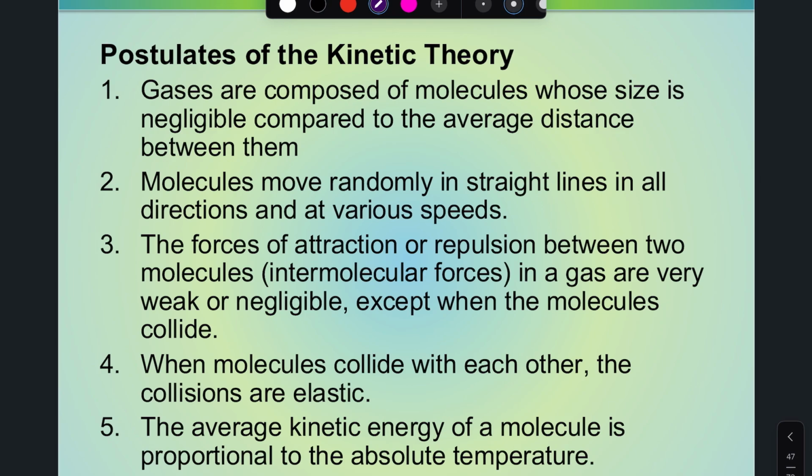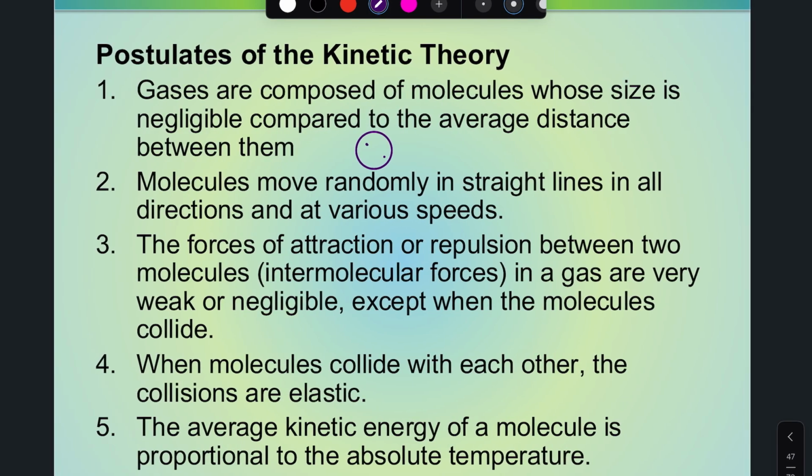And so these are the postulates that Dalton came up with. Number 1 says that gases are composed of molecules whose size is negligible compared to the average distance between them. What that means is that if you have this container, then the size of the atom is very, very small compared to how far away they are. That means that they are not in contact with each other, really.